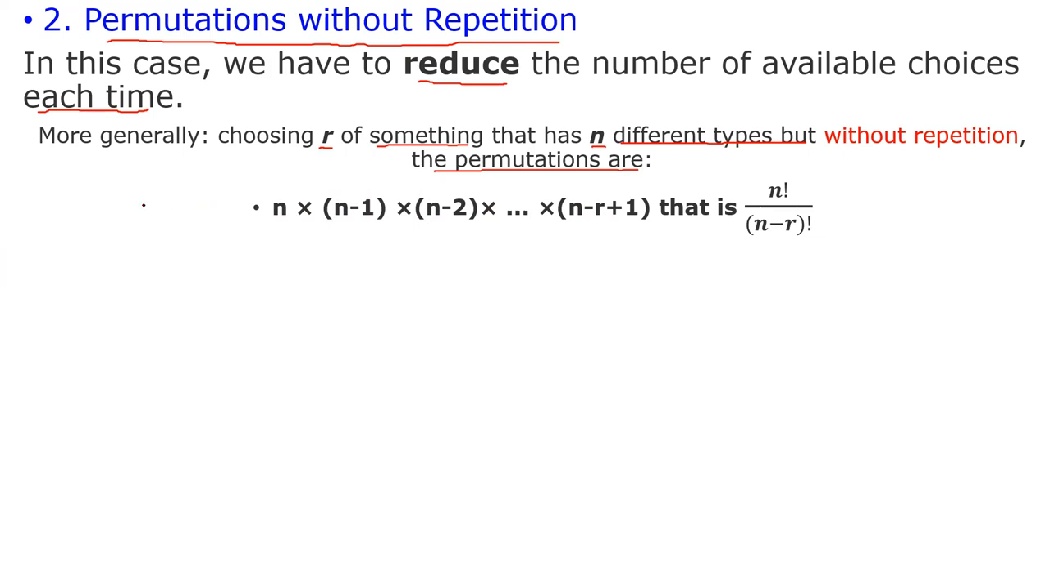This is denoted by nPr, and the rule we talked about is the rule of nPr. nPr is n factorial over n minus r factorial.